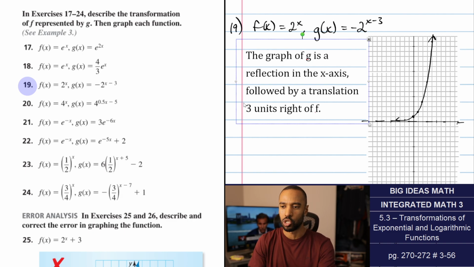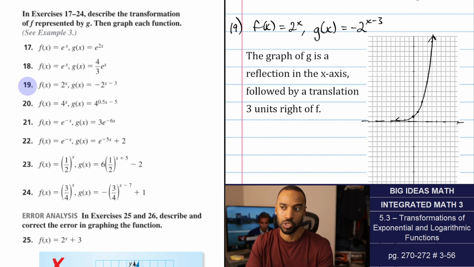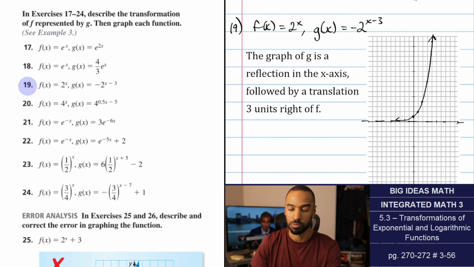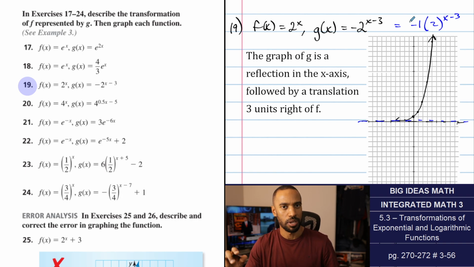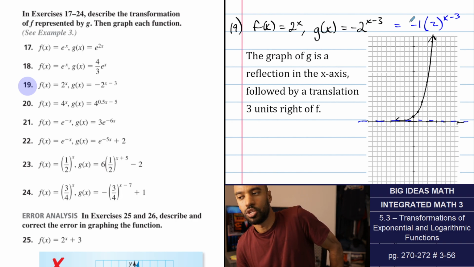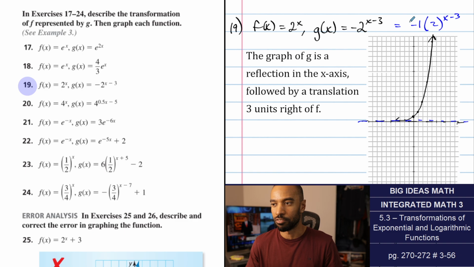Now, the way that I'm going to be doing this one here is, first of all, there was no vertical translation, so your horizontal asymptote is still y equals 0. Now, this is also -1 times 2 to the x minus 3 power. I need to keep stressing that that negative is not 2 being negative. It's a -1 multiplied in front. You can't have the 2 negative. It's not possible to have the 2 negative and be an exponential function.